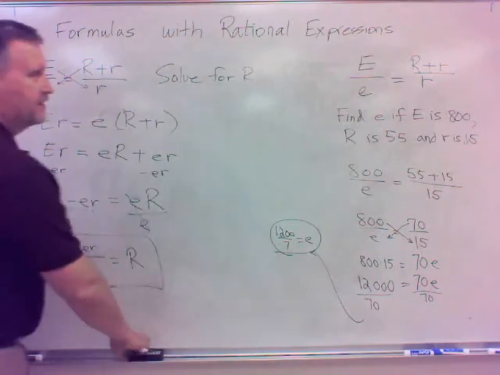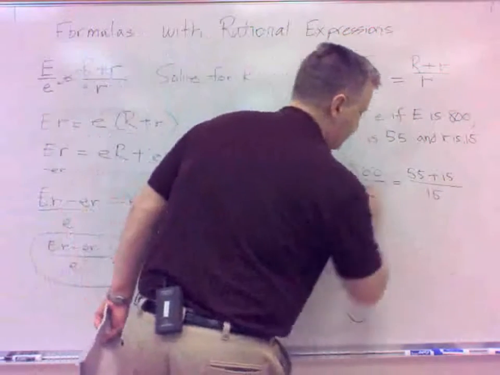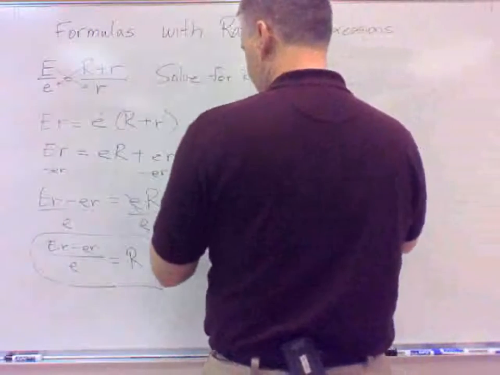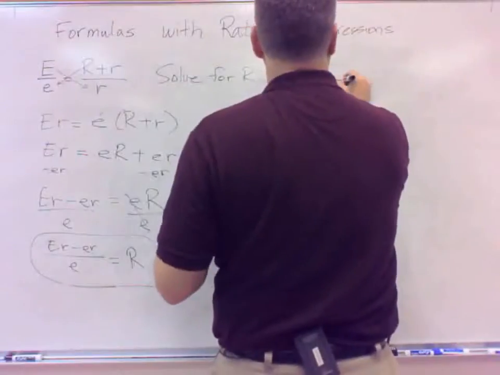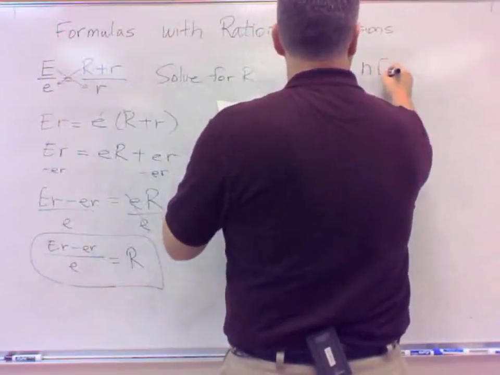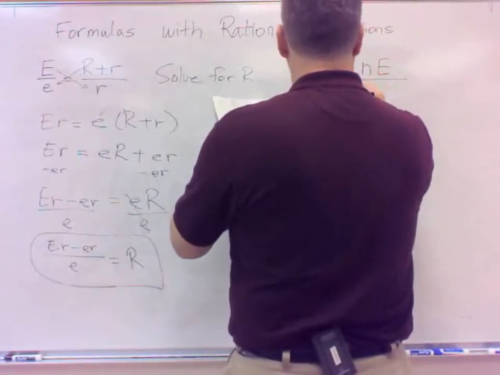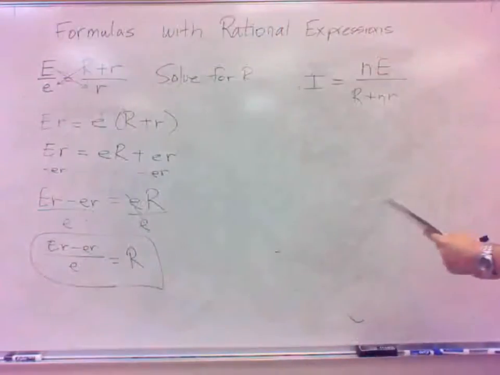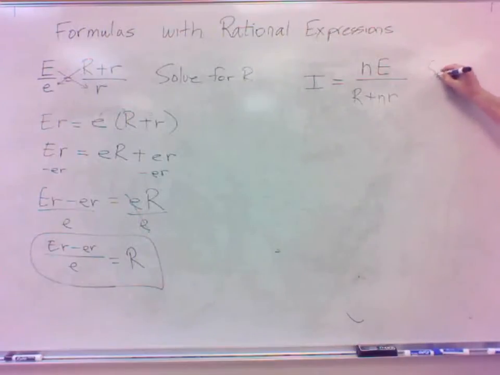Let me do another one of those. I equals N E over R plus N little r. Got some same variables there. A few different ones though. Let's solve that one for big R then.